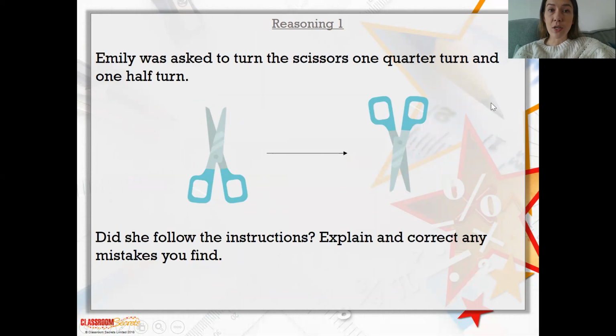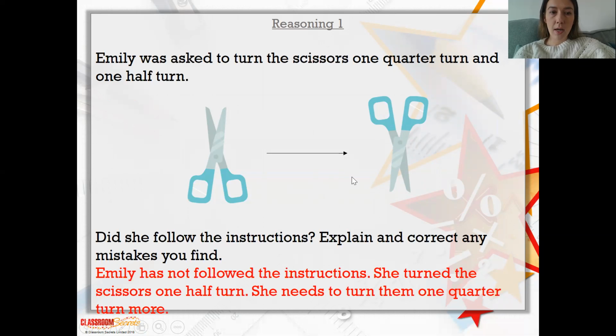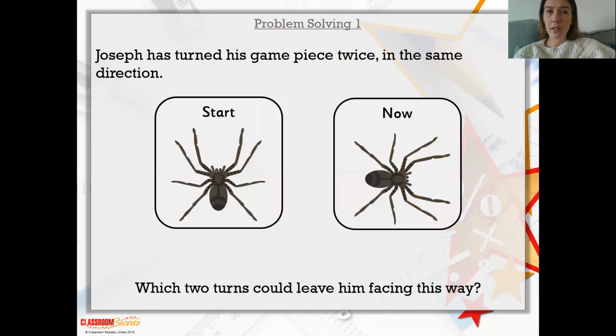Right, Emily was asked to turn the scissors 1/4 turn and 1 half turn. Did she follow the instructions? Quite a tricky one, this one. Emily has not followed the instructions as she has turned them 1 half turn. She needs to turn them 1/4. So the scissors, not that we ever play with scissors like this, has done 1 half turn, but it's saying on here, do 1/4 turn and 1 half turn. So she needs to make sure she's reading those instructions. Okie doke. Let me just click right back.